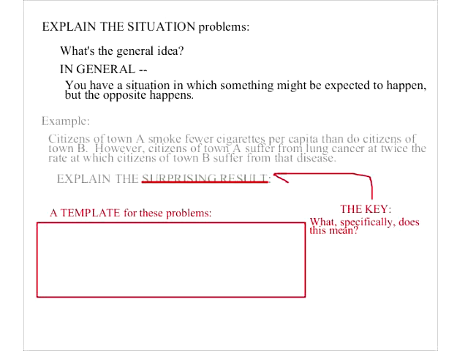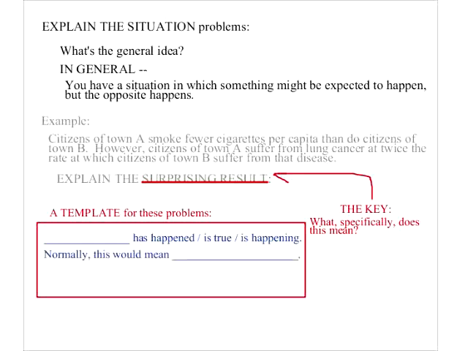Normally, in general, this is the kind of thing that has happened, or is true, or is happening. Normally, this would mean blank, but this time, blank has happened, or is true, or is happening instead. So this is what we need to explain.